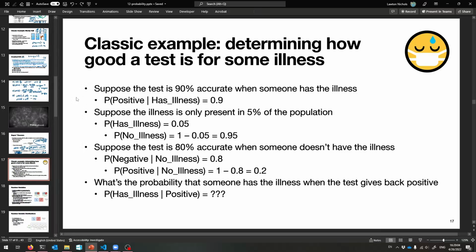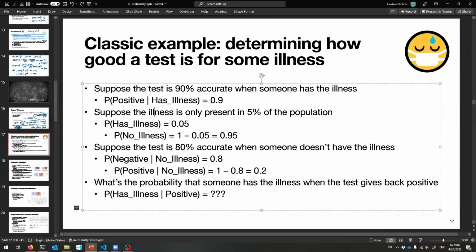So here is my setup, and let me show you how nice Bayes' theorem is to us. Suppose that we have a test for an illness, like do you have COVID or something. The test is 90% accurate when someone has the illness. So that's saying this: the probability of you getting a positive result given that you had the illness, you see how conditional probabilities come into play here, is equal to 0.9, 90%.